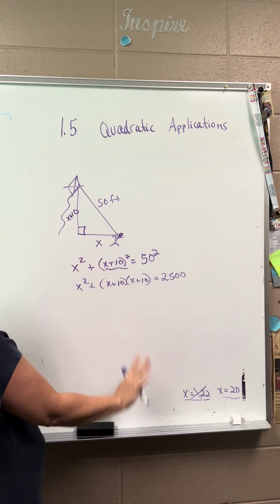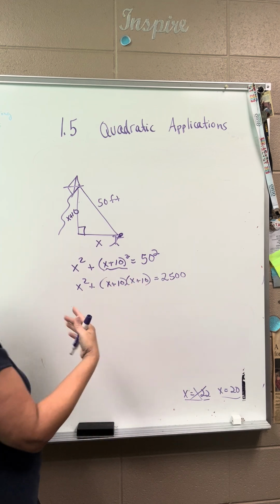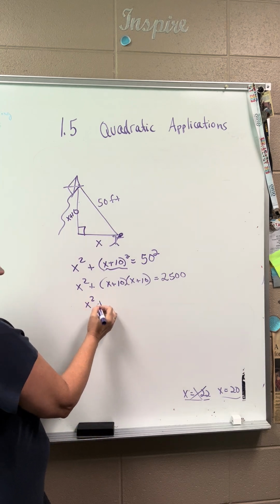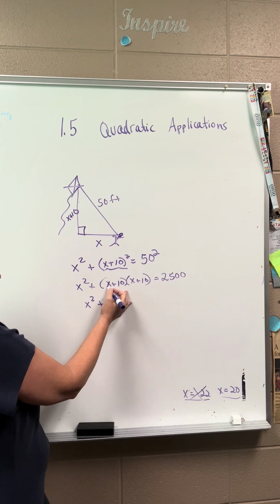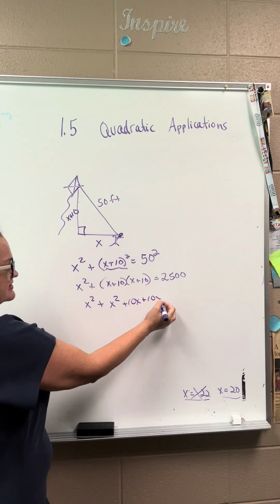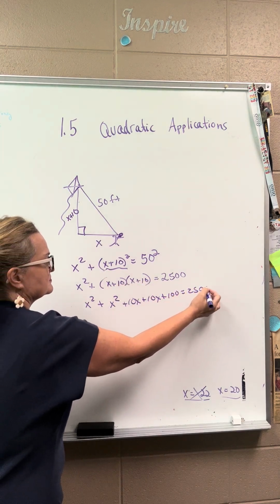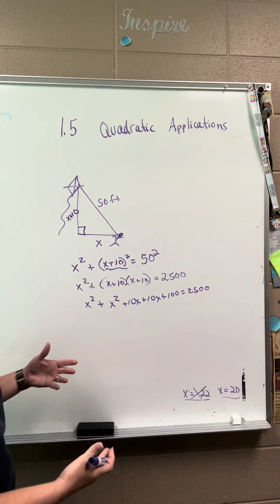X squared and 100 is definitely happening, but there's also an outer and an inner 10x, which doubles to be 20x. So when in doubt, just FOIL this to be safe on that. That first is x squared, outer 10x, inner another 10x, and last times last is 100. So there we see our quadratic equation forming for us.